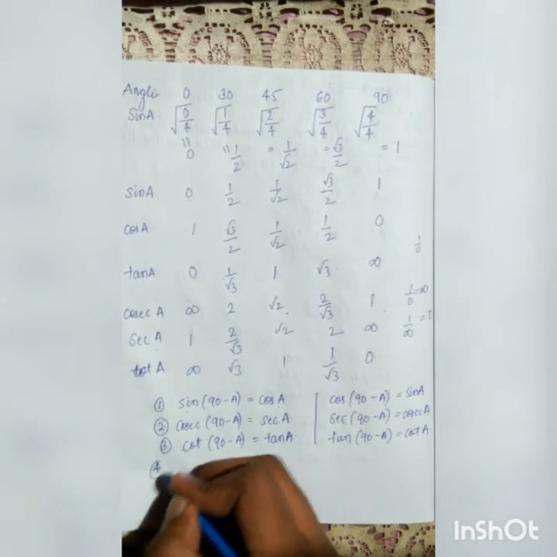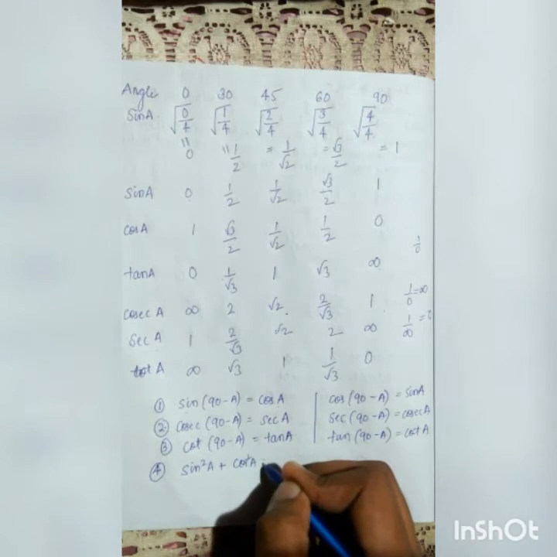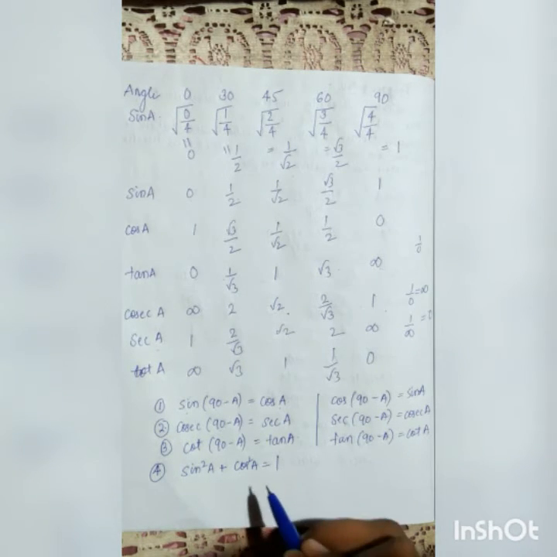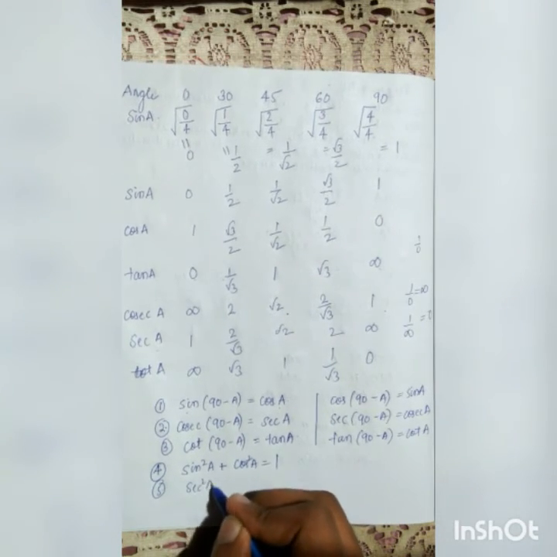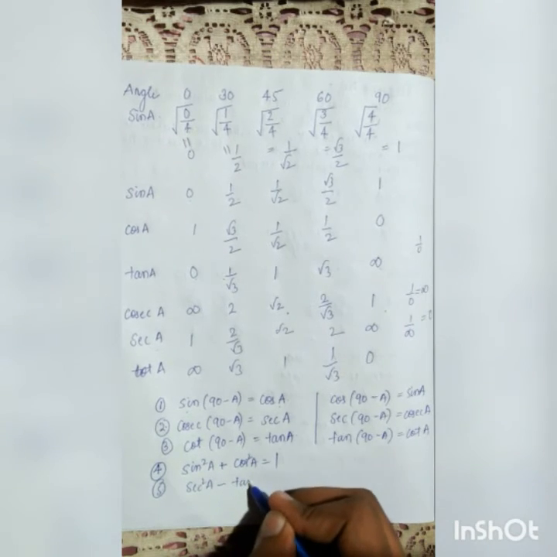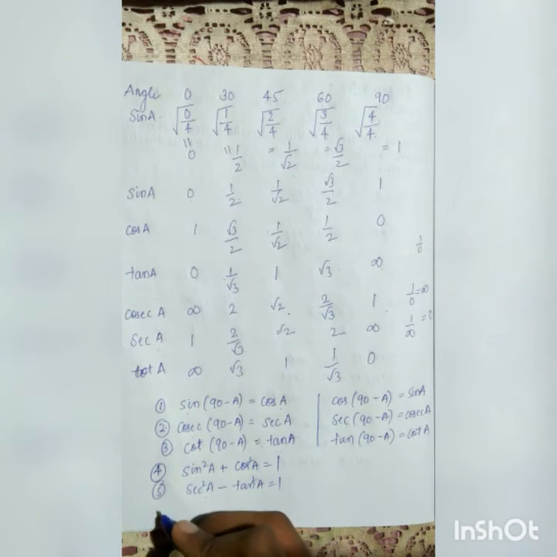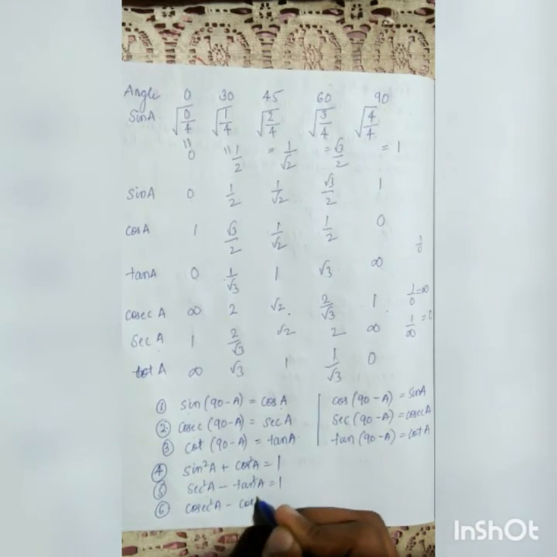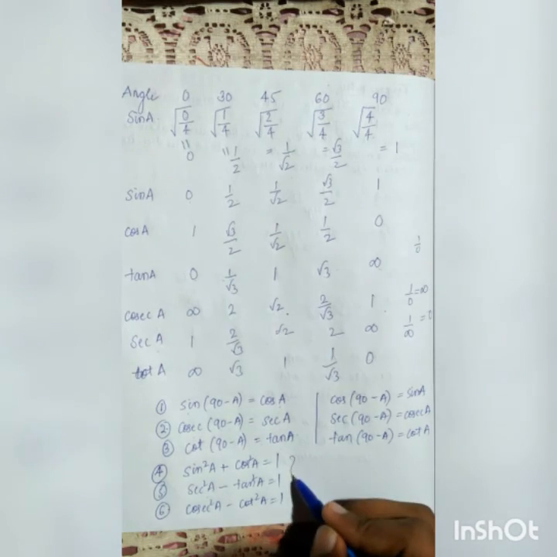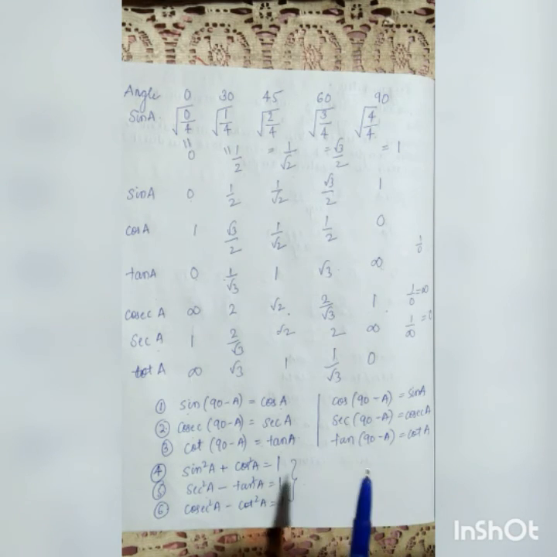We also have some other trigonometric properties, which are sine square A plus cos square A is equal to 1. Sine square of any angle plus cos square of that same angle is equal to 1. This is a property which we'll use in the questions. Also sec square A minus tan square A is equal to 1. Sec square of any angle minus tan square of that angle is equal to 1. Third is cosec square A minus cot square A is equal to 1. So these 3 are also trigonometric properties, along with the earlier 6. We'll use all of these in the questions. We need to learn this.